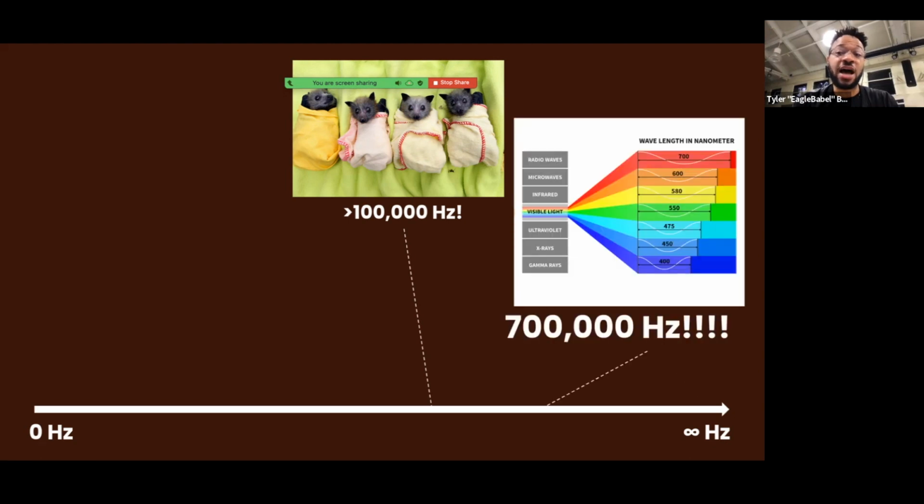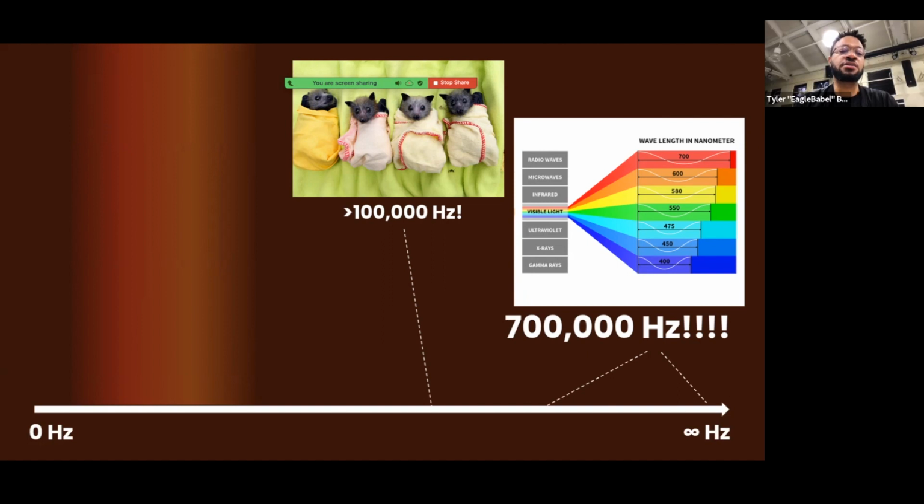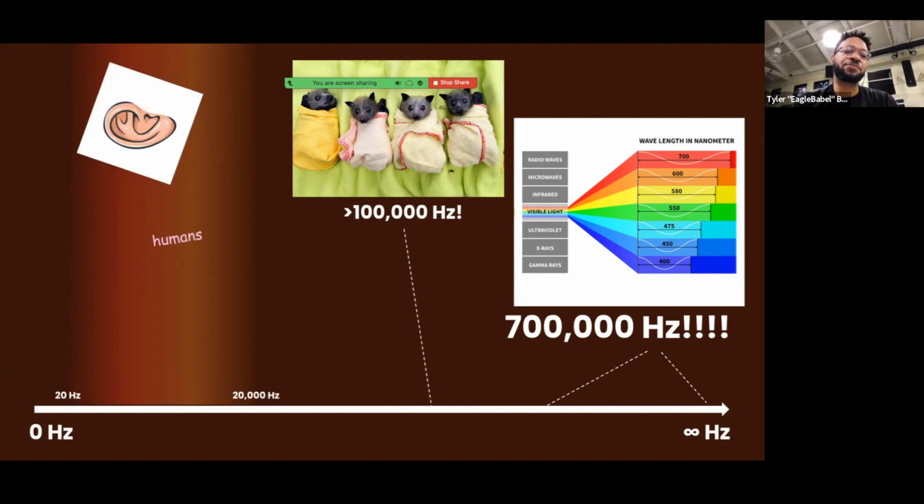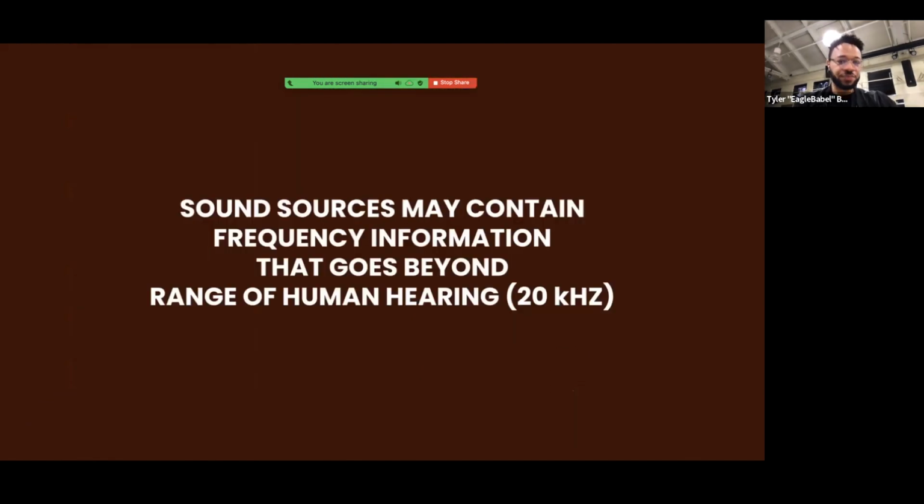And then the field of visible light is from 400 to 700K, right? The human range of hearing is 20 to 20K. So whoop-de-doo. But all of that said, we can hear tons of music within that range. And so while it seems limited, it's also beautiful. Also, again, sound sources may contain frequency information that goes beyond the range of human hearing.